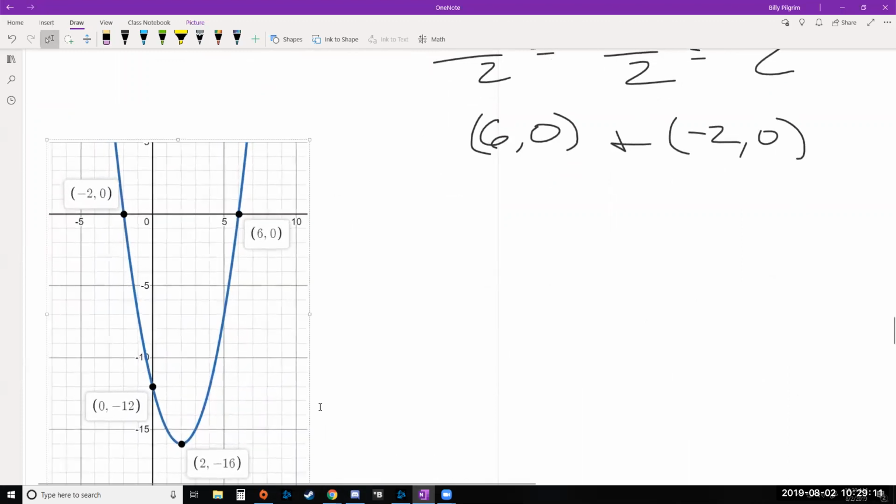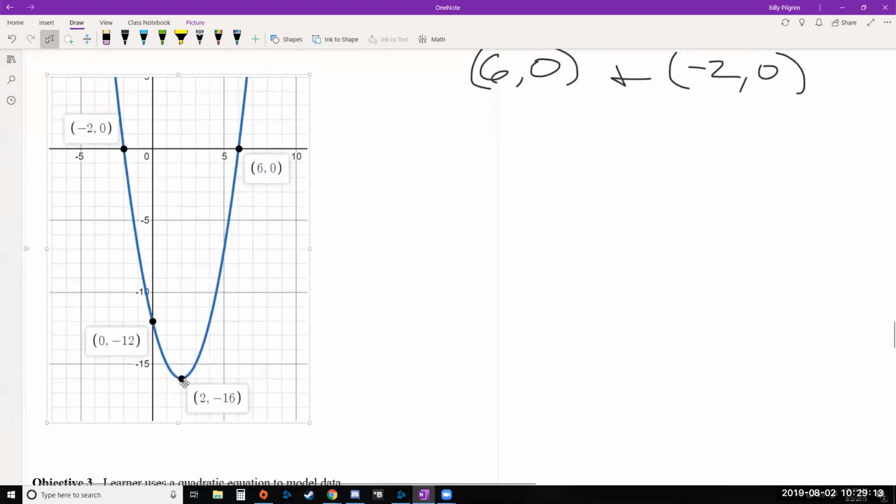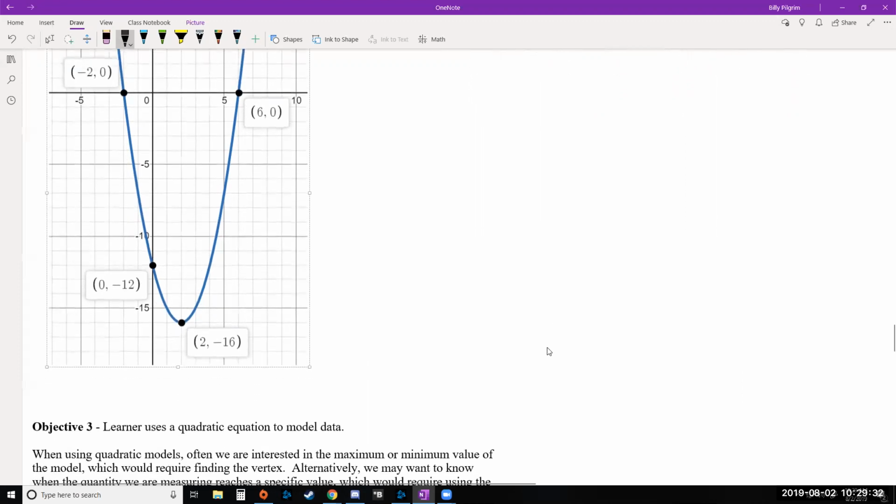Let's make this graph a little bit bigger. So we put it all together. We have our vertex, 2, negative 16, our y-intercept, and our x-intercepts. We know it opens upwards, so imagine if you just had these 4 points here, you know it opens upwards, so you sketch a nice smooth graph through these points as best as you can. And that's how you graph quadratic equations.